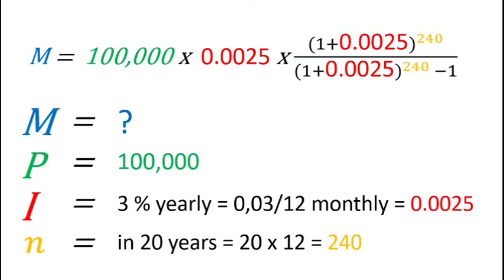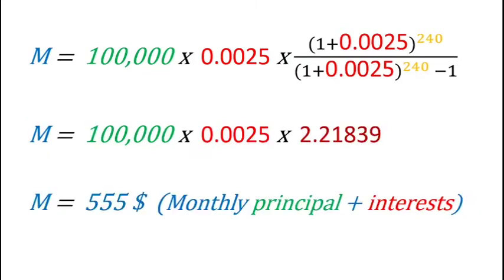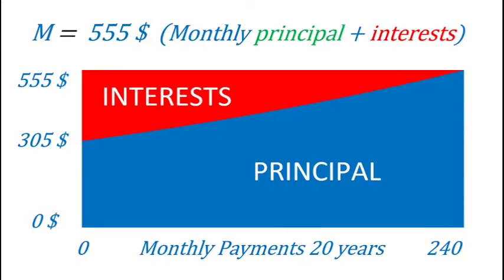And if we put these numbers in our equation, we get a monthly payment of $555. This value includes the monthly principal we are giving back to the bank, and the monthly interest quote. This is the mortgage payment profile. As you can see, we have a constant monthly payment of $555.